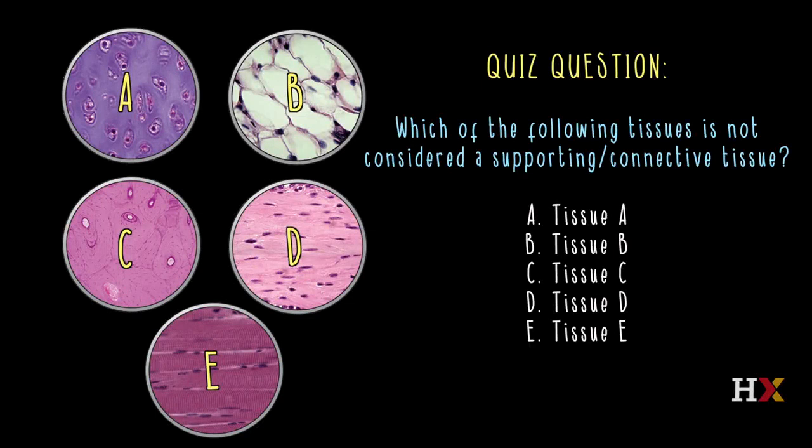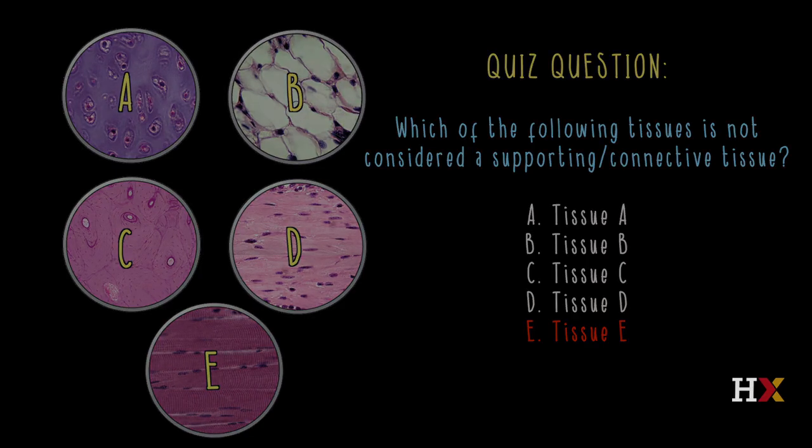And so all of these tissues are connective tissues except E. So A is cartilage, B is fat, C is bone, D is dense connective tissue, such as you would find in a tendon, and E is skeletal muscle.